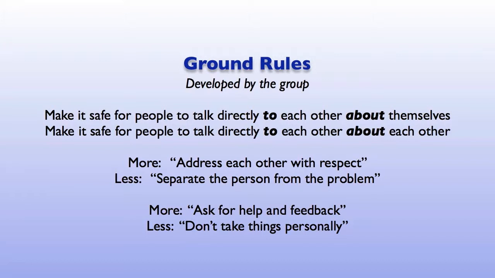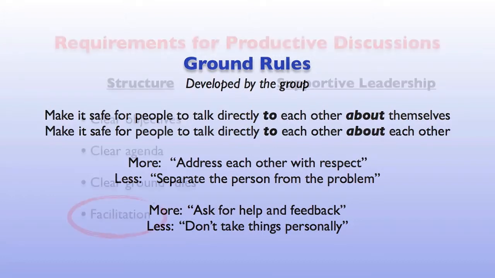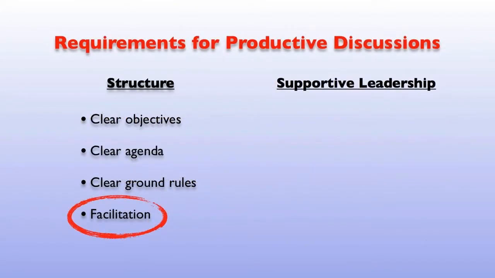This second purpose is often a little different from what people have experienced in the past. So the appropriate ground rule is more address each other with respect than separate the person from the problem, which in trust-building work is sometimes impossible to do. It's more ask for help and feedback than don't take things personally. Focusing on how we can talk with each other using equal parts of truth and care for one another is vital.